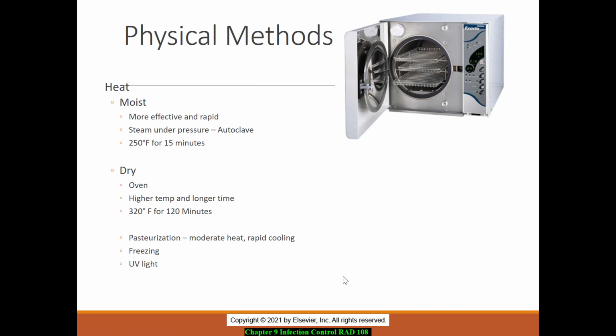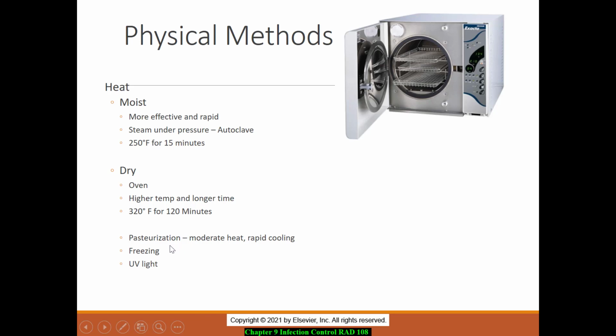Here's an example of what an autoclave looks like. With an autoclave, we do set this up. We put the instruments, so the surgical instruments, in here. You'll see that under a moist autoclave, that steam works. And it actually heats up to about 250 degrees Fahrenheit for 15 minutes. Then we have a dry oven that has a higher temperature for longer periods of time, which is 320 degrees Fahrenheit for 120 minutes. And what that does is it just slowly cooks off those microorganisms.